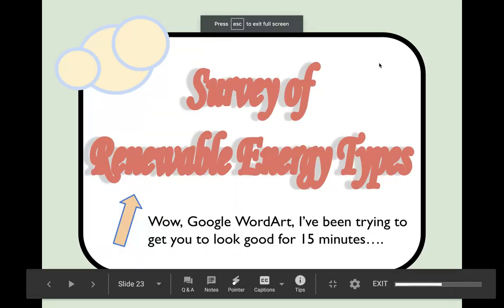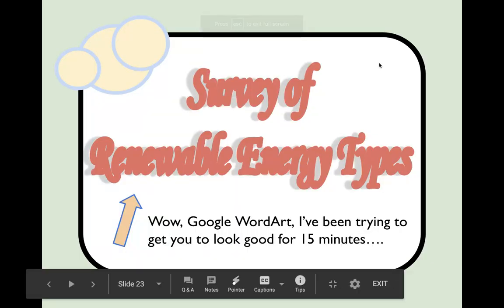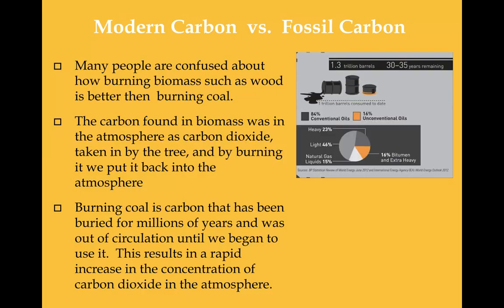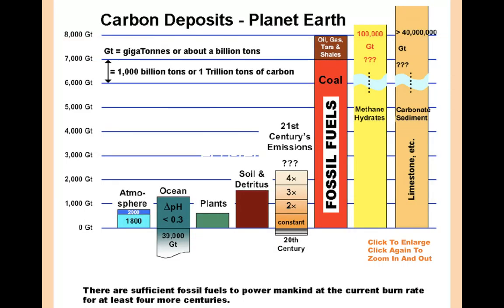Okay. So we're doing the survey of renewable energy types, and we covered lots of this last time. We got all the way here to modern carbon versus fossil carbon. Talked about that. Just quickly wanted to talk about carbon deposits again on planet Earth. We looked at this early on in the course.